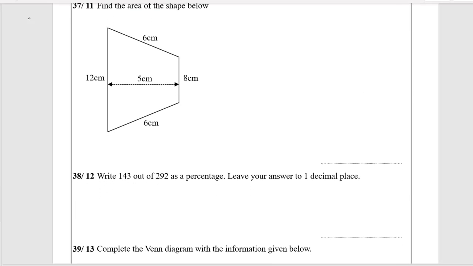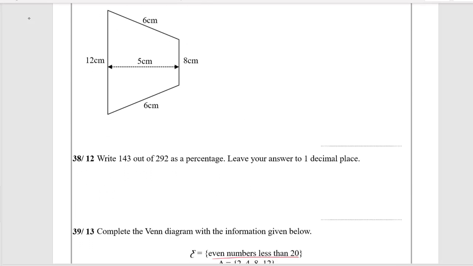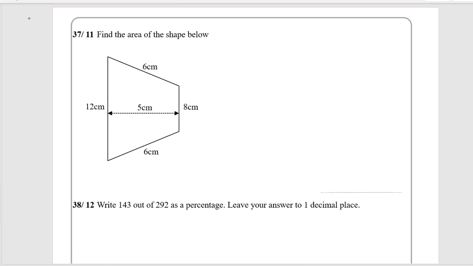Next, find the area of the shape below, and we've got a trapezium. Got two parallel lines on both sides. First of all we need to know the formula, because you will not be given the formula in your exam. So area of trapezium, we know it is A plus B times by height divided by 2. So we can label this as A, this is B, and this is H.